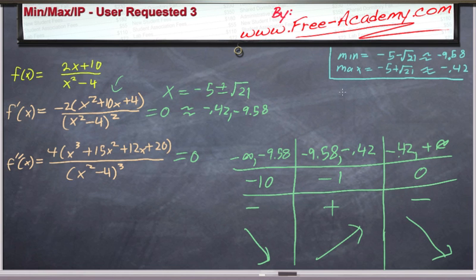And then also we should specify, you're decreasing until you get to negative 9.58, you're increasing to negative 0.42, and you're decreasing after. And I'm just going to keep that note for when I have to actually sketch this function.